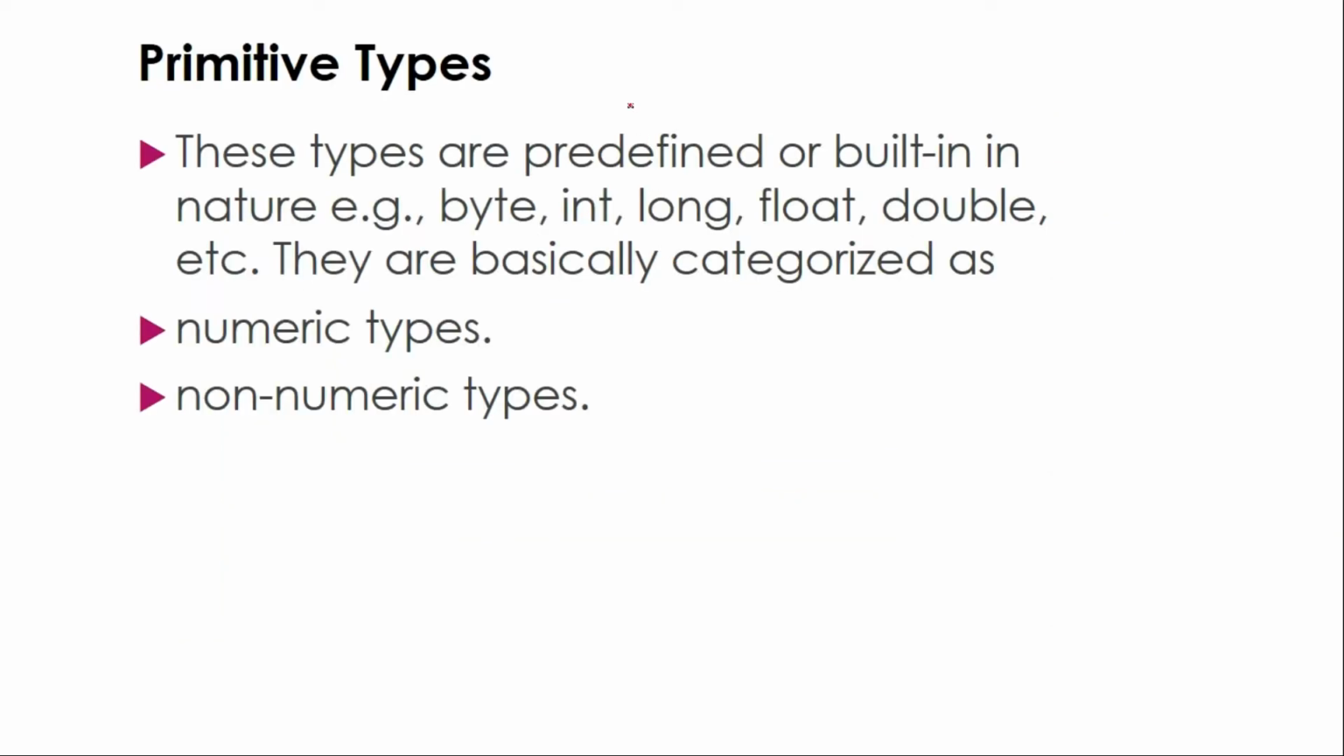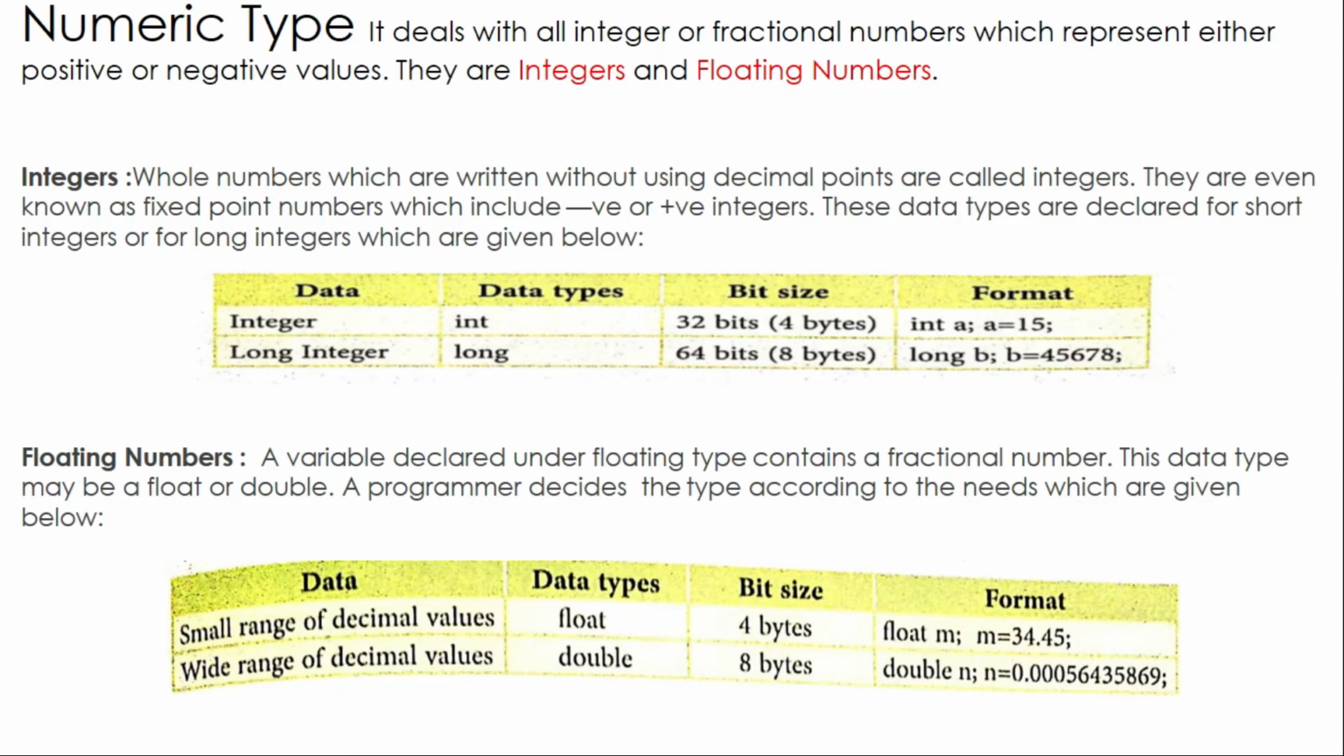Primitive types. These types are predefined or built in nature. Example: byte, int, long, float, double, etc. They are basically categorized as numeric type and non-numeric type. Numeric type deals with all integer or fractional numbers which represent either positive or negative value. They are integers and floating numbers, as we have seen in the previous slide.